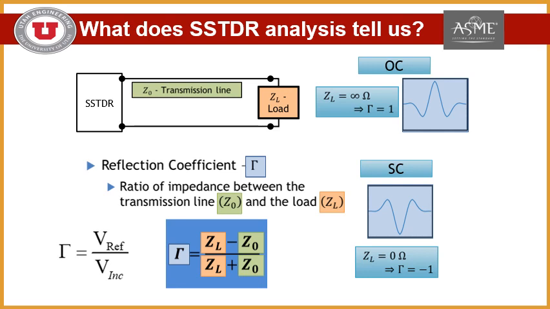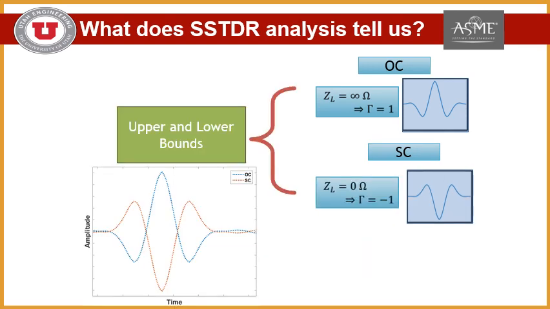What is the reflection coefficient, or gamma? It's a ratio of impedance between the transmission line and the load. And we can see those equations here to calculate the gamma, the reflection coefficient. So in the open circuit case, the ZL is equal to infinity and the gamma is equal to 1, and in the short circuit, the gamma is equal to -1. So I'm going to highlight the open circuit and short circuit response and move on. As I mentioned, the open circuit and short circuit responses are unique because they are upper and lower bounds of our extracted ZL and reflection coefficients.